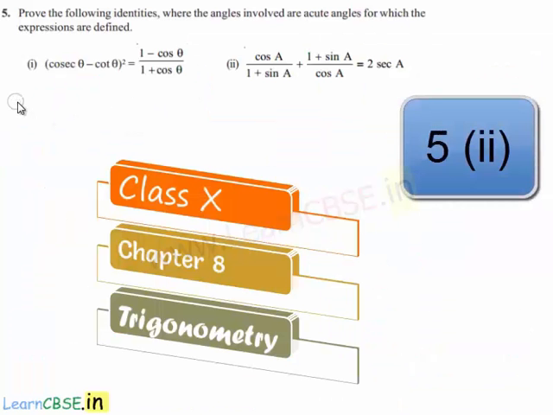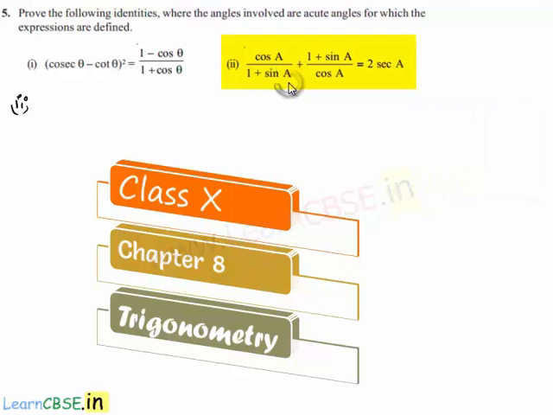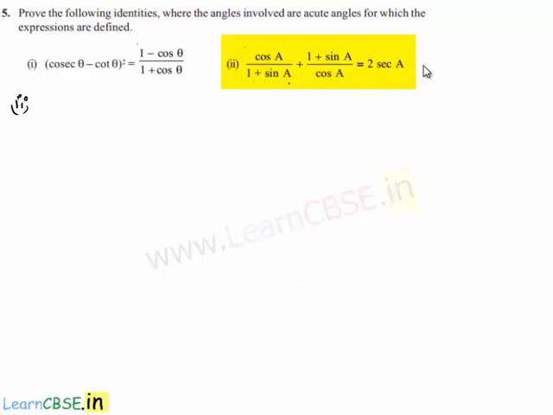Now moving on to the second bit of fifth problem. He has asked us to prove that cos A by 1 plus sin A plus 1 plus sin A by cos A is equal to 2 times secant A.